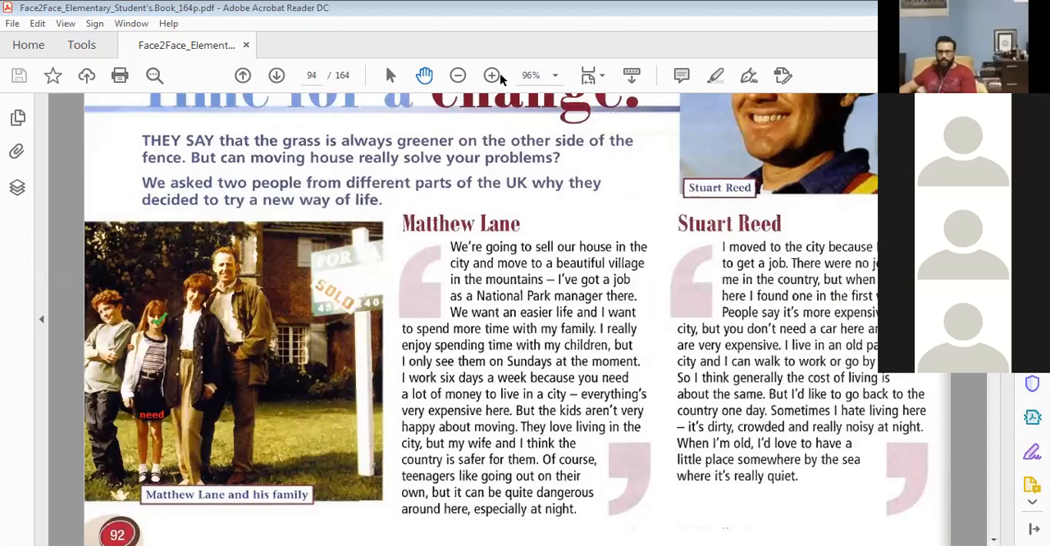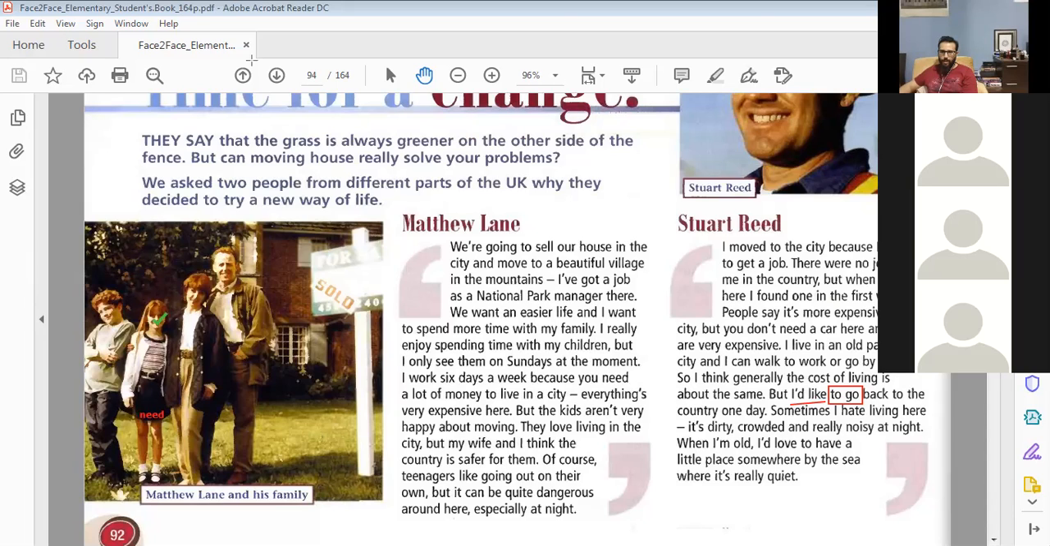Can you see it? Yes. What did we use after it? Did we use verb plus ing or infinitive with to? Infinitive with to. That's correct. So after would like, we usually use infinitive with to, right?